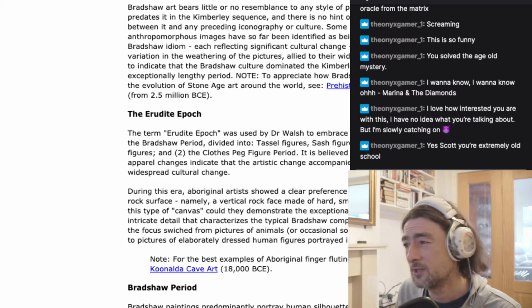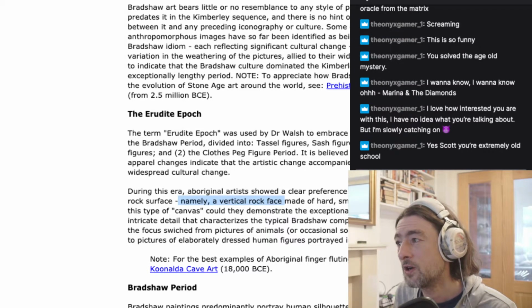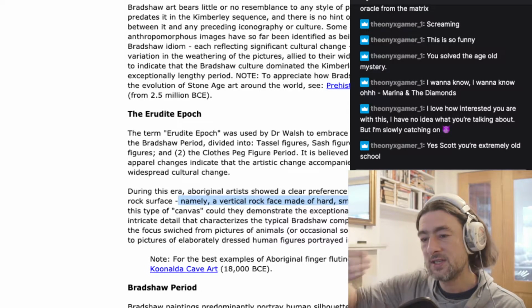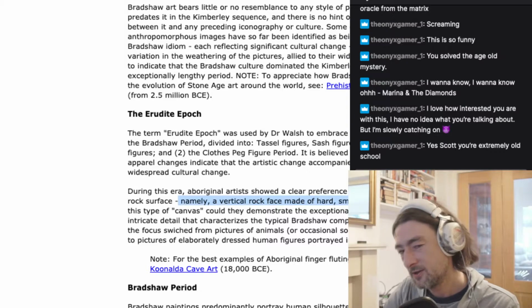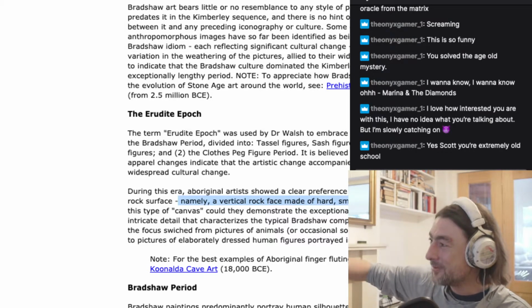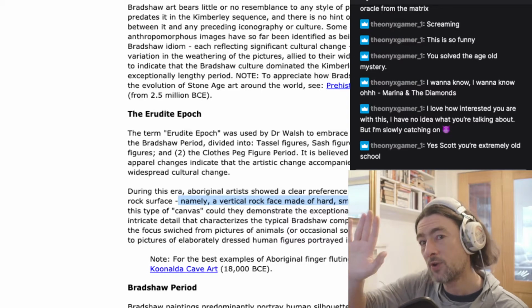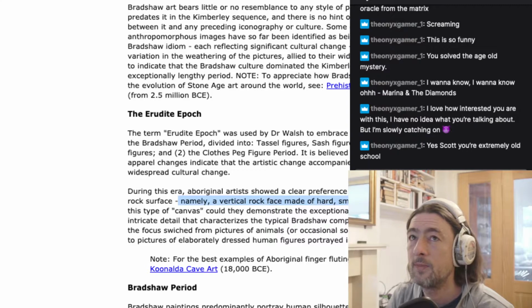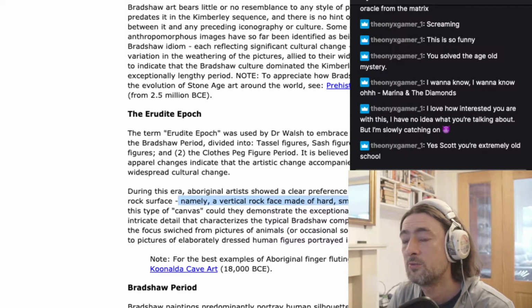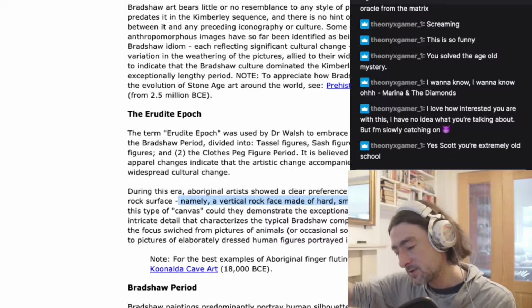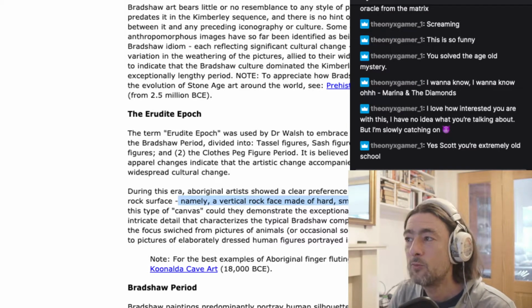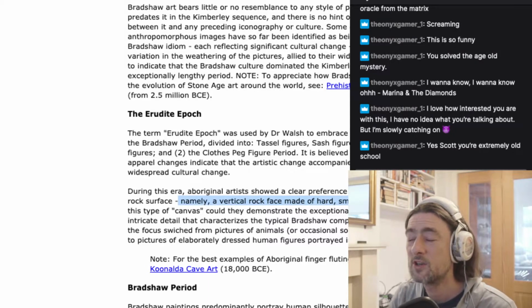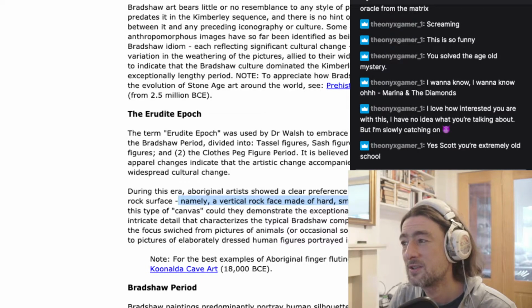Clear preference for a certain kind of rock surface, namely a vertical rock face made of hard, smooth rock. So they were all about their medium, their canvas. They weren't just saying, no, that rock's all right, but it's got a bit of a bump. They were looking for the right rocks to paint on. So that's interesting, isn't it? Because knowing how people create art these days, a nice piece of paper, a nice blank canvas, that was the same way these artists were supposedly approaching their works some 15, 20,000 years ago.